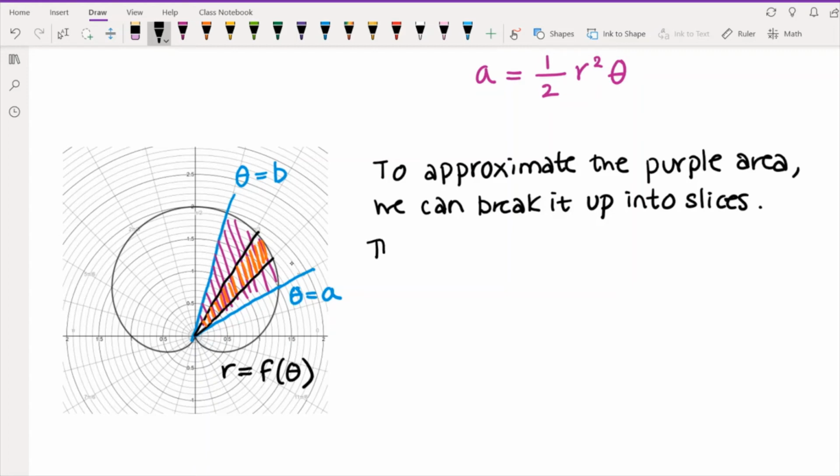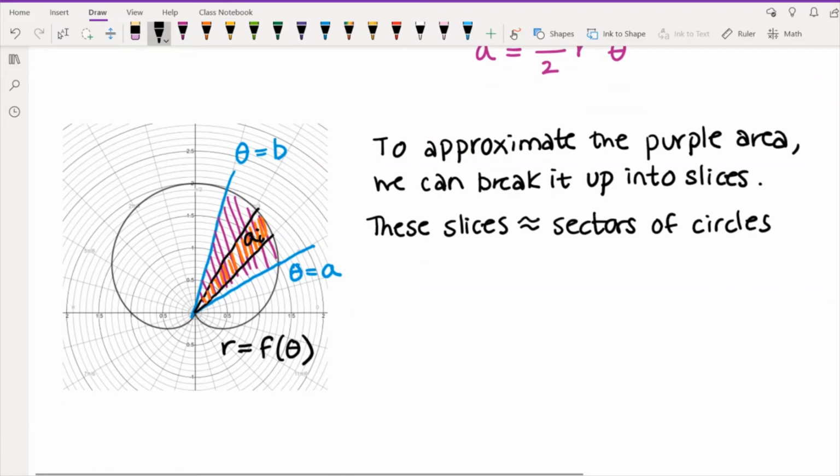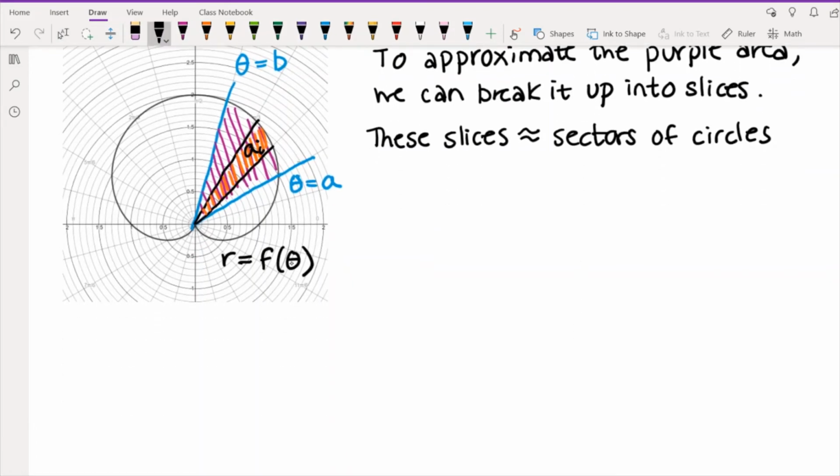So these slices are kind of like sectors of circles. So how would you approximate the area of one of these slices? Well, let's say that we have 3 of them here, and we would call them A1, A2, A3. So let's say that this one, for example, we can call Ai, right? So we're trying to find the area of this sector or of this slice.